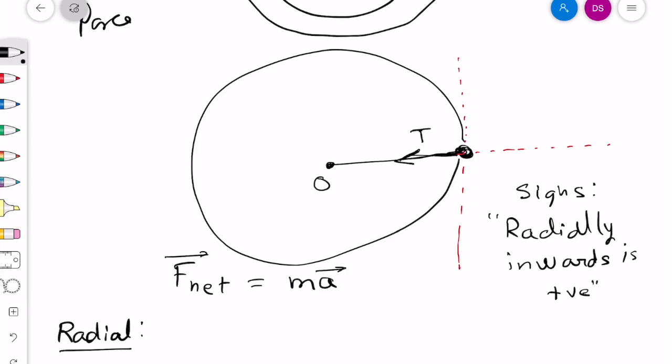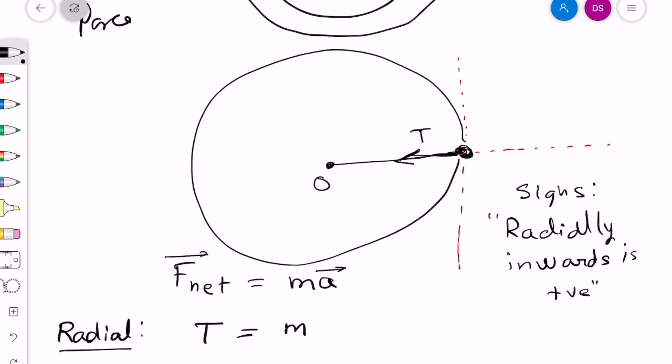So any vector, whether it's a force or an acceleration or a velocity, if it points in the radially inward direction, we are going to give it a positive sign, right? So now we are all set to write down Newton's second law. The net force in the radial direction, there's only one force, that's the tension. And what sign should it get? It should get a positive sign because it points radially inwards, is equal to mass times the acceleration.